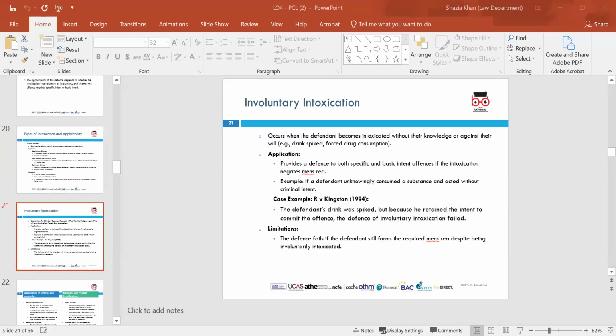Involuntary intoxication, as we mentioned before, is where the defendant becomes intoxicated through no fault or knowledge of their own. Here it will be a complete defence, as long as it is proved that the defendant lacked the mens rea to commit the offence. And in the case of R v Kingston, the defendant's drink was spiked, but because he retained the intent to commit the offence, the defence of involuntary intoxication failed in this case.